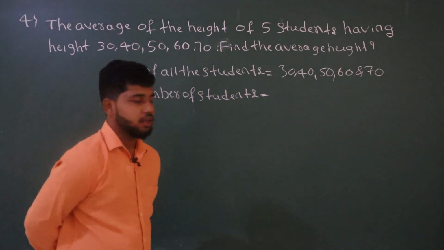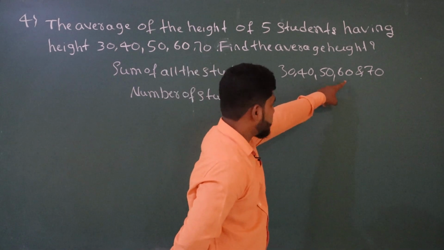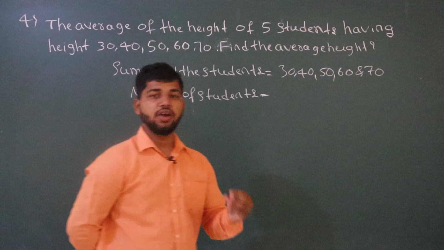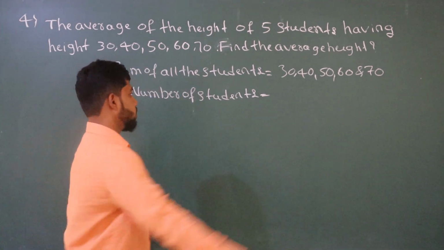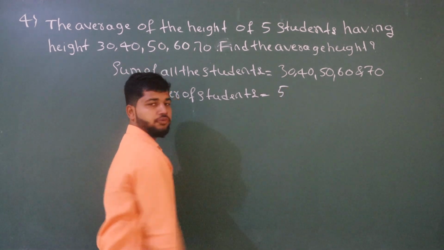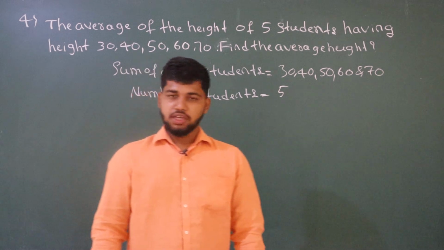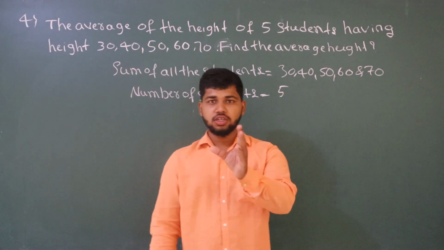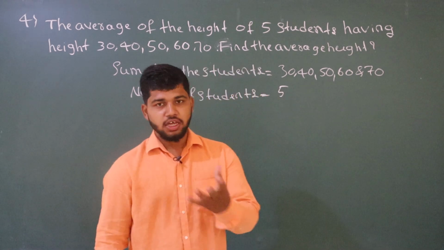How many numbers are there here? 30 is 1, 40 is 2, 50 is 3, 60 is 4, 70 is 5. There are 5 students, so the number of students is 5. Now what is the formula you are going to use when finding the average? The sum of all the students divided by the number of students.